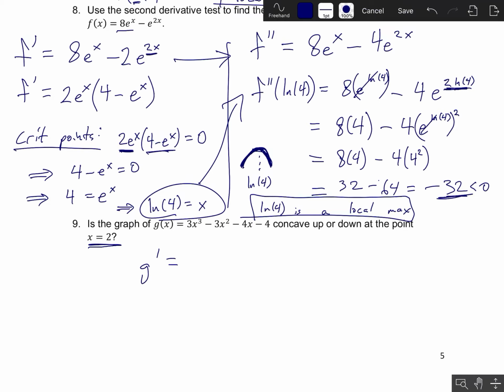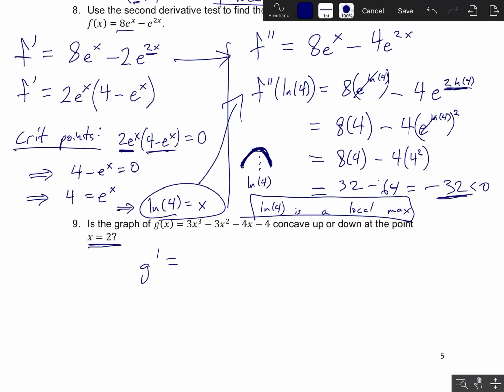So to figure that out, I'm just going to compute G prime and G double prime, and then we can plug in x equals 2 into g double prime. So this might be a good example for you to pause the video on and then work through on your own, but it's also fine if you just want to hang out and watch me do it.